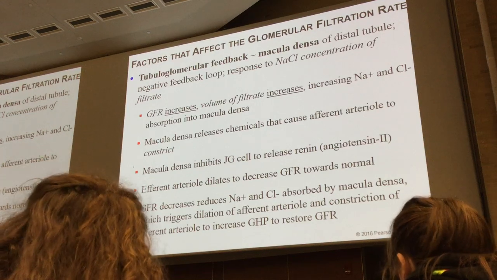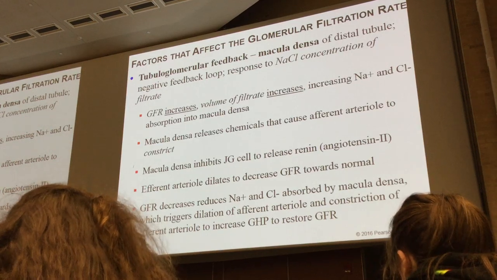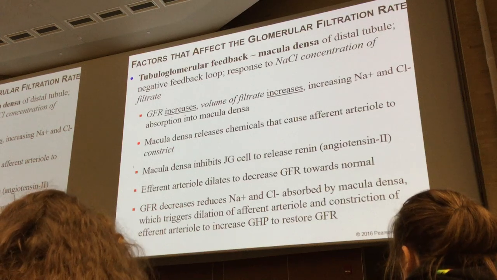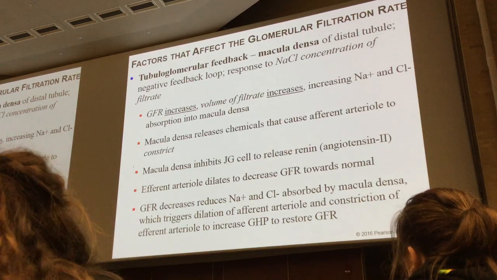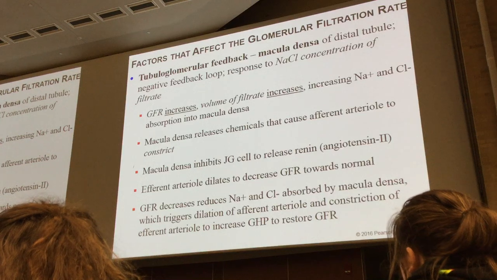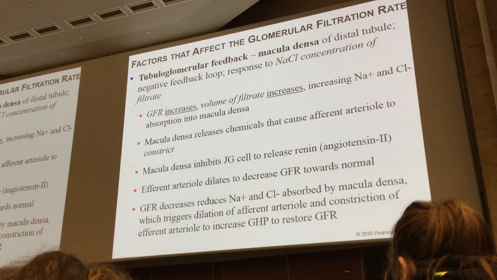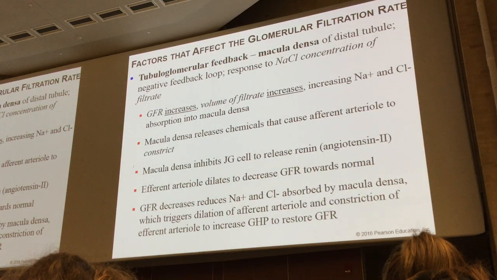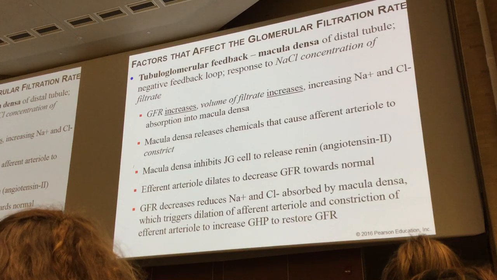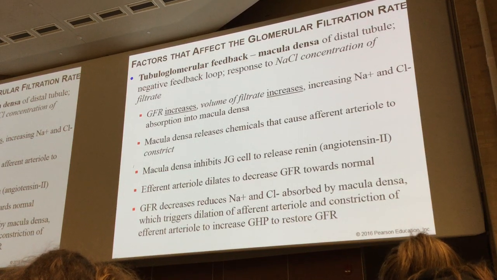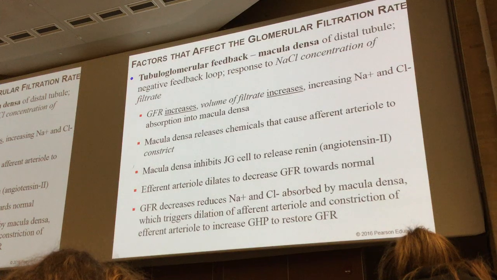Okay? When that happens, it's brought back to normal. All right. Then, once that's reduced, it switches back and restores the GFR. Now the filtrate coming through is slowed down, there's less going into the macula densa, and the GFR comes back to normal. The opposite. Okay, that occurred with those dark green cells that were part of the distal convoluted tubule of the JG apparatus.